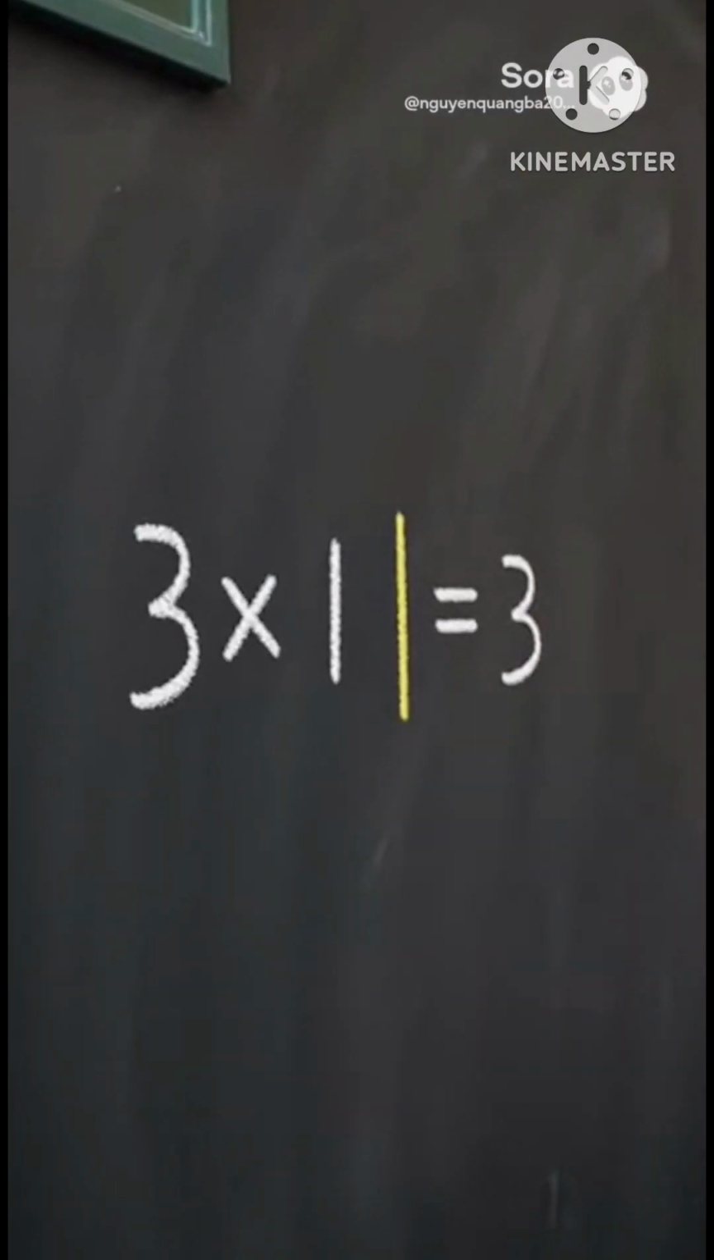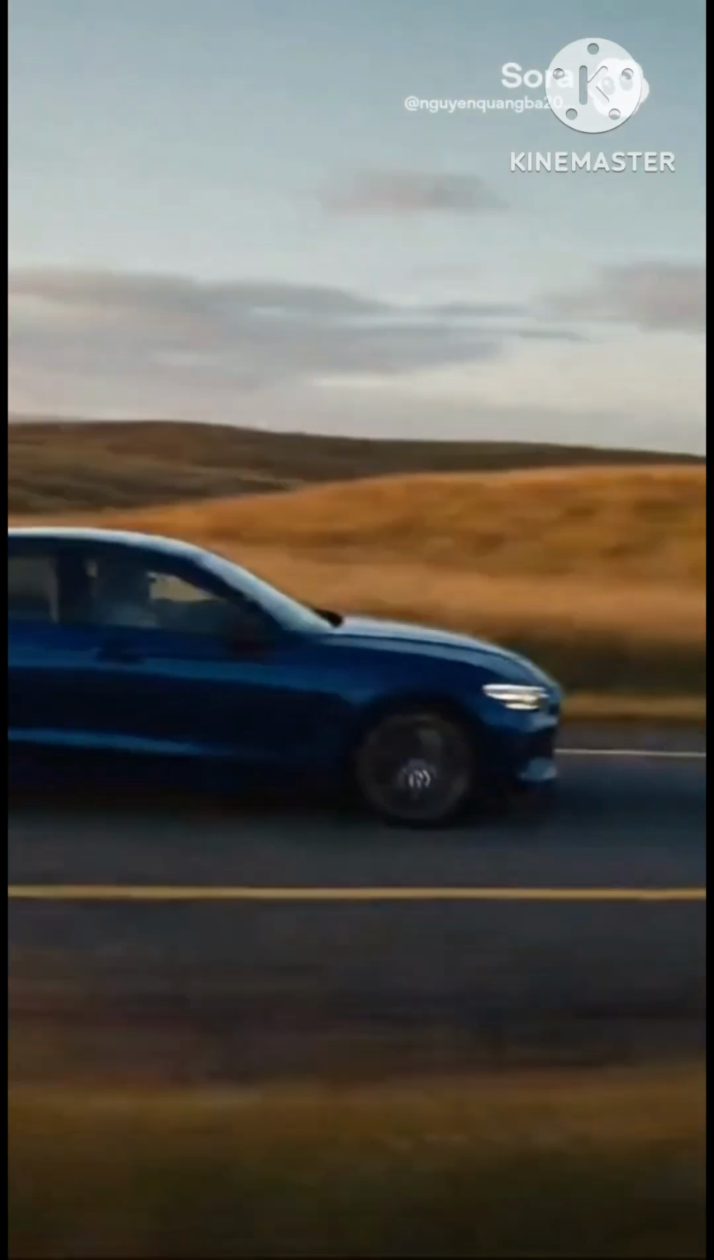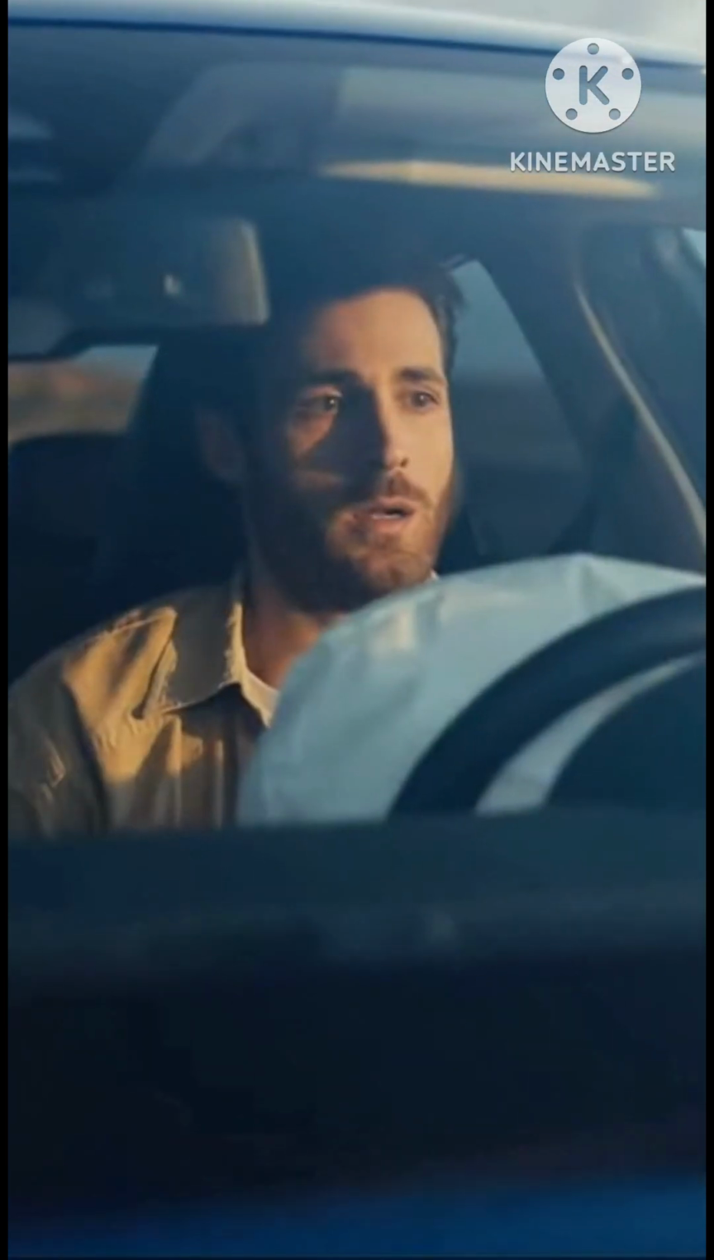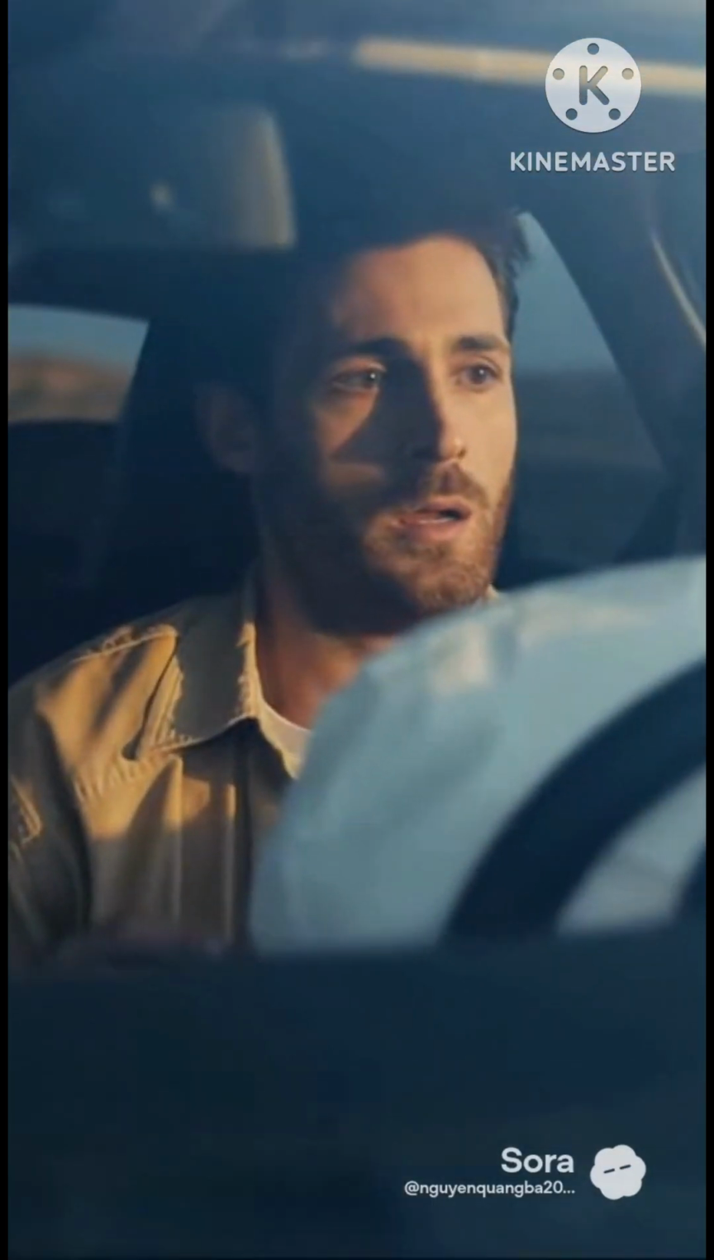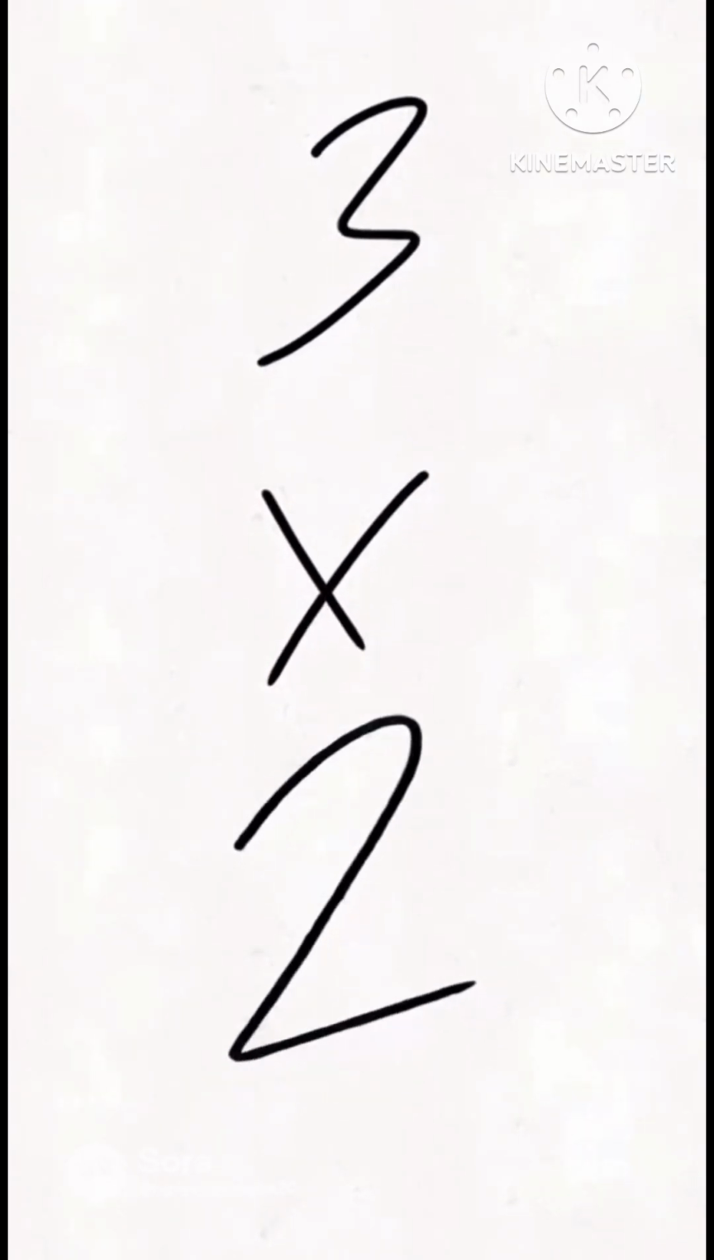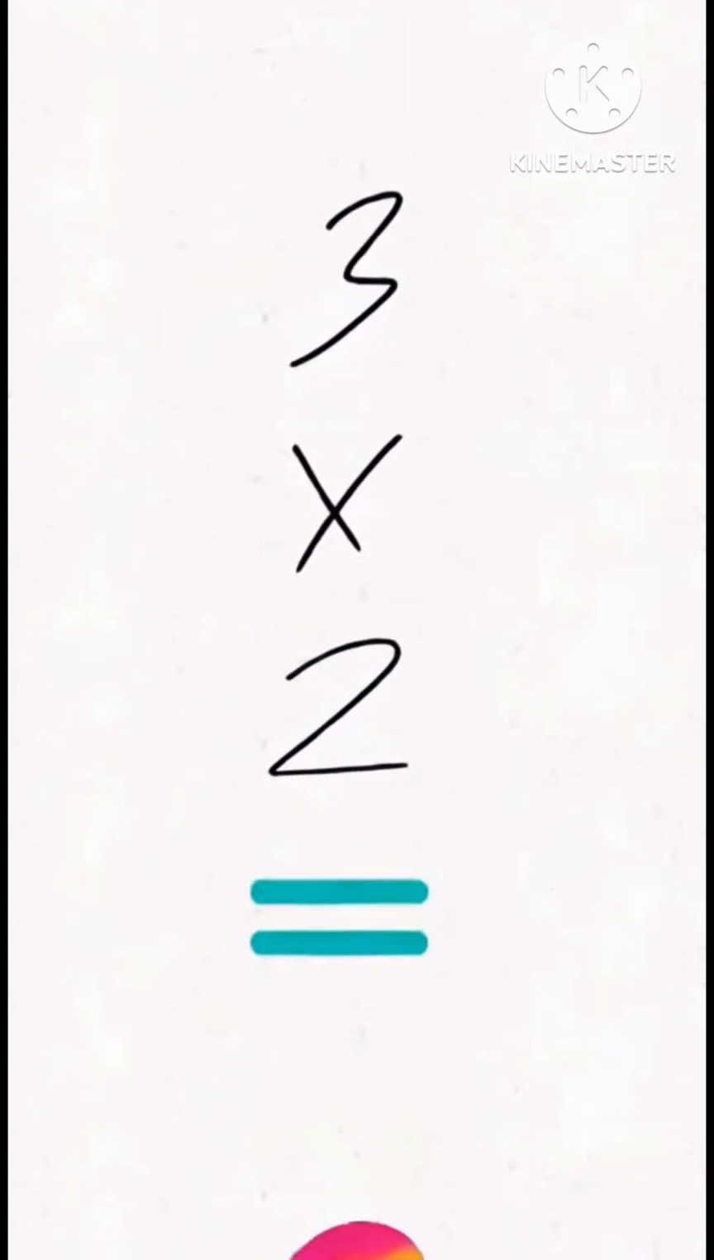3 times 1. Simple enough. Equals 3. But life isn't always math. One mistake, 1 second, and the answer changes. 3 times 2 equals 6. That's multiplication magic.